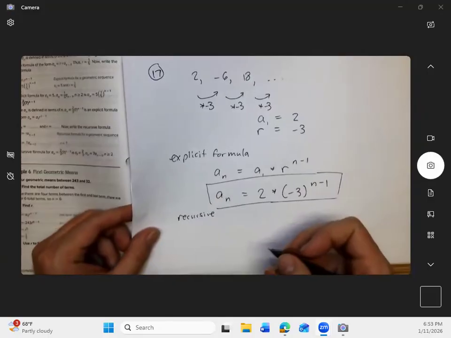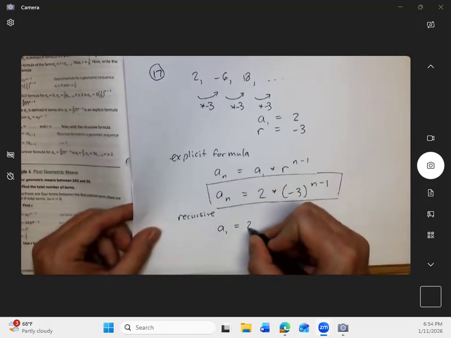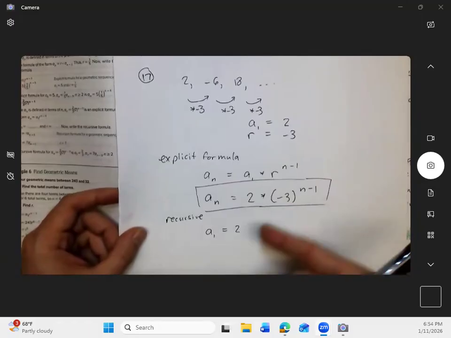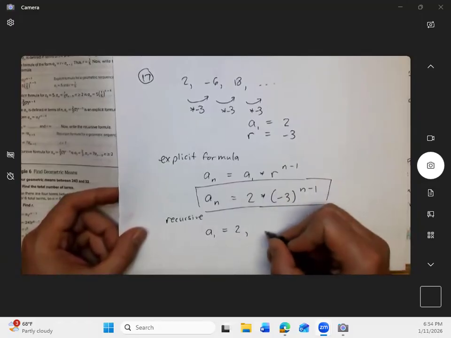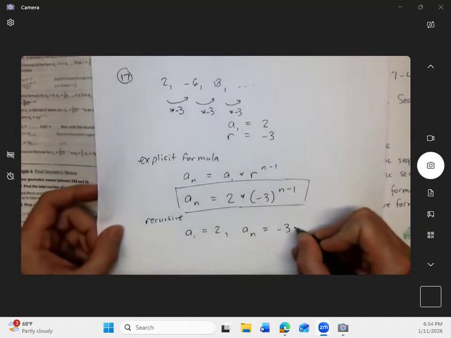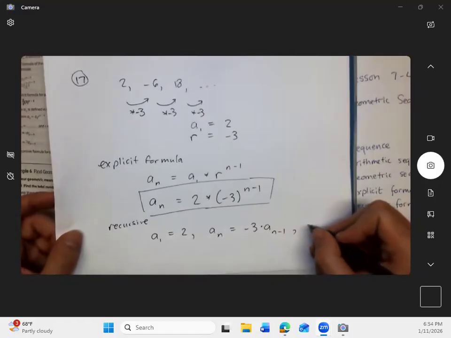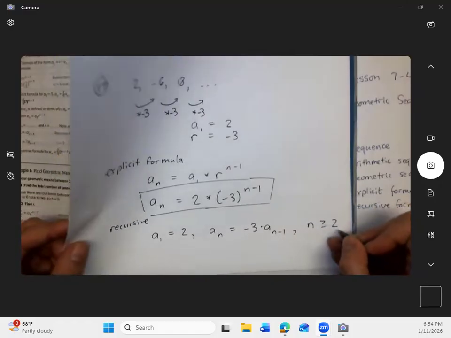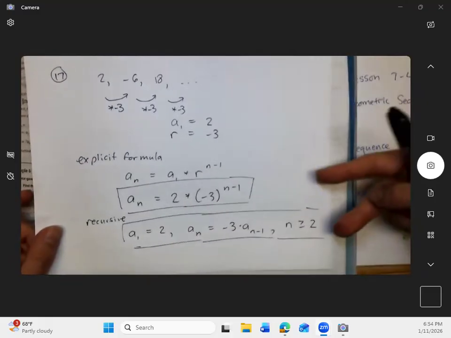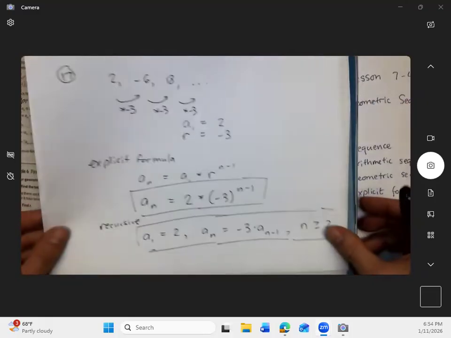For the recursive formula, I want to name the first term, so I want to say A1 is equal to 2. Like explicit, where it becomes embedded in the expression, in recursive you want to tell where you're starting. Then I'm going to say the nth term is equal to -3 times the previous term, and also n is greater than or equal to 2. So this would be your recursive formula. There's explicit and there's recursive to each describe the sequence.